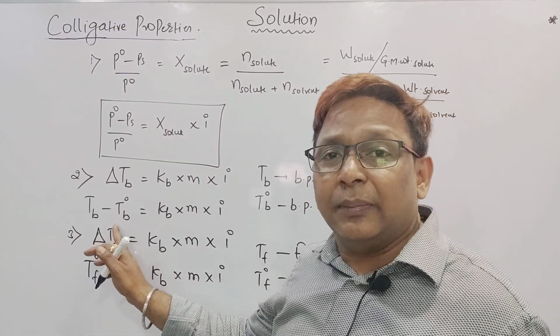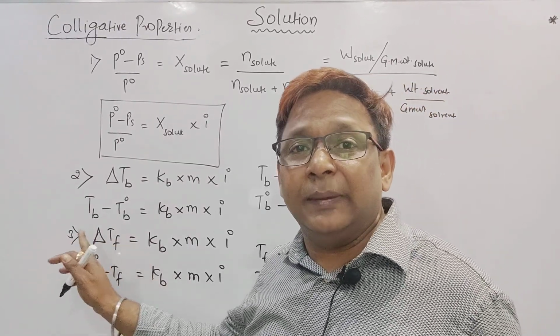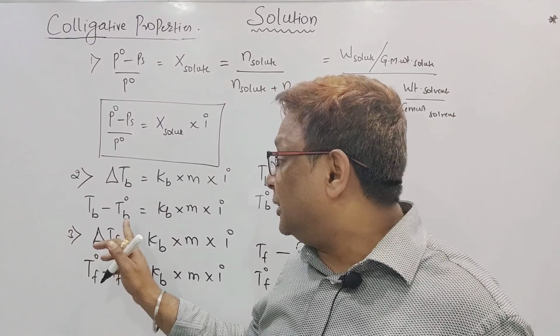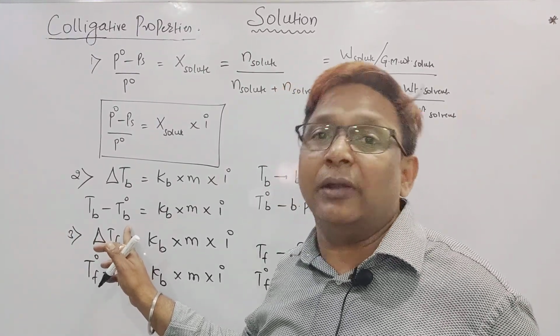But for boiling point, beta, it is TB minus T naught B. TB is the boiling point of the solution and T naught B is the boiling point of the solvent.